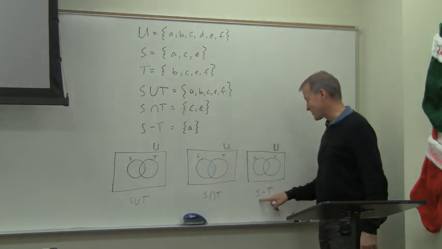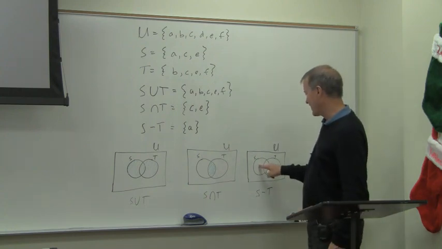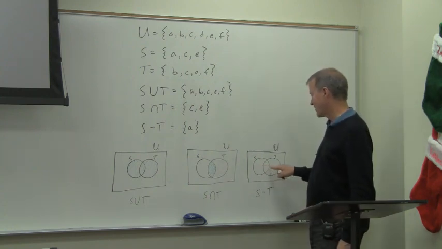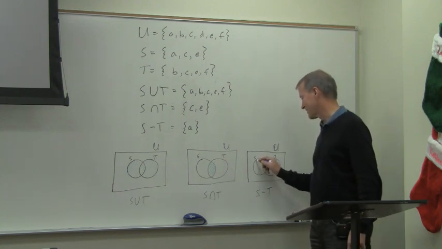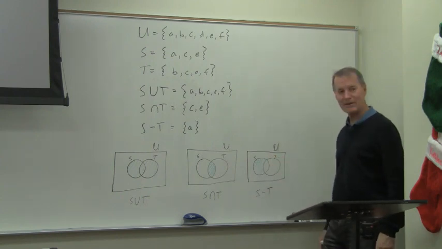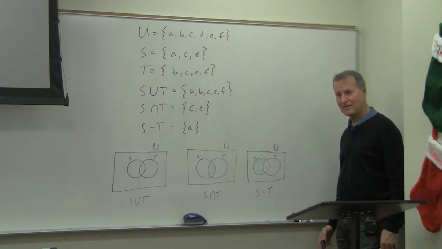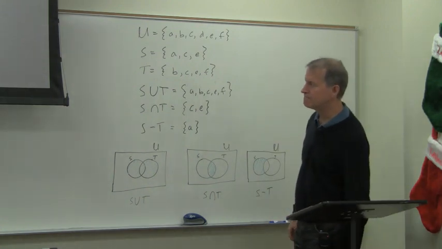But now what about this one, S minus T? Those are the ones that are in S, but not in T. So what is this one? It's this one, but not all of S. It's not this. Are you with me on that? Here's a little picture of S minus T. Are we good?